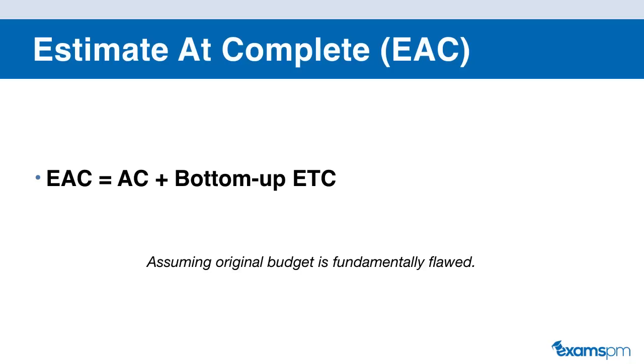The second formula that you can use to calculate your EAC is using your actual cost, so how much you have already spent on your project, and then you would re-estimate all of the other tasks that you have left.